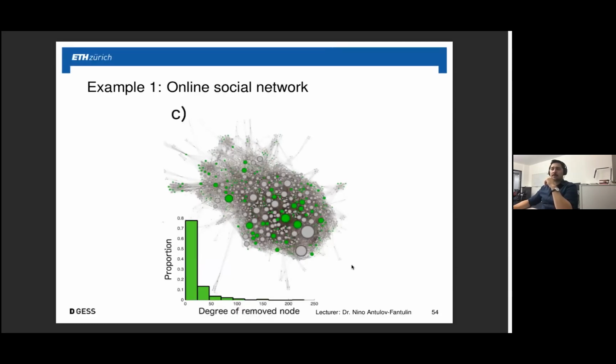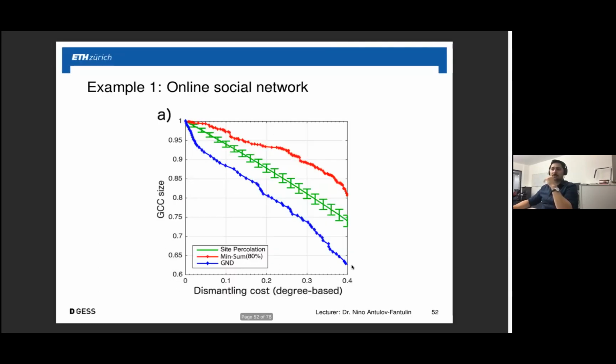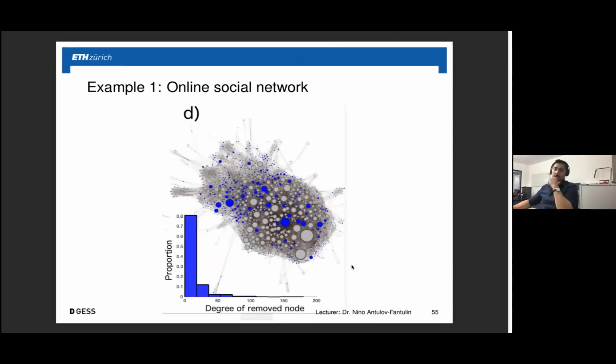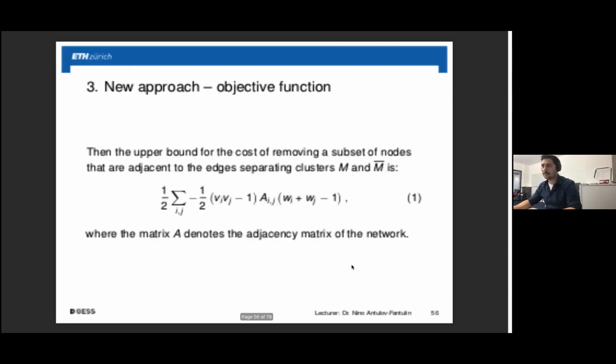Then you can check, for example, what happens with the green strategy, that is the random removal of nodes. And then finally, you can also see what happens when you are removing with this optimization procedure, GND, that also takes the node weights into account. Then you see that somehow larger nodes are not favorable because they have a large cost.